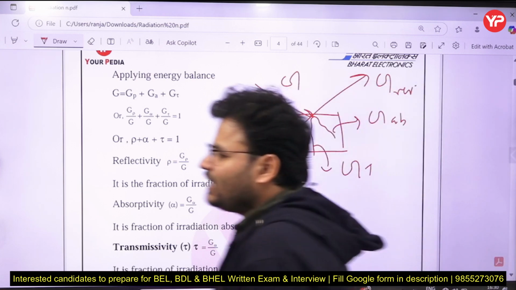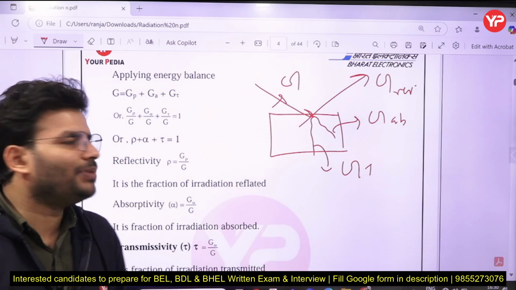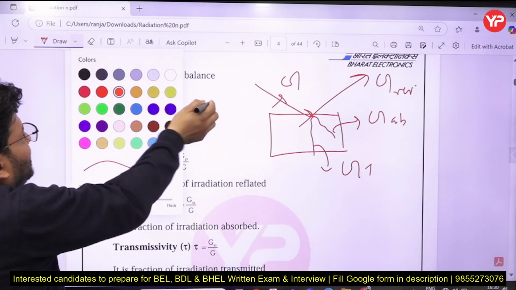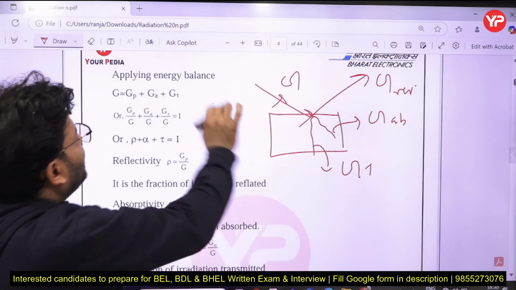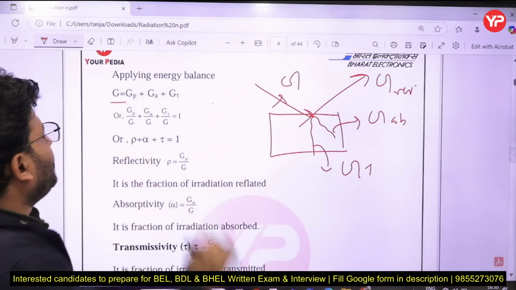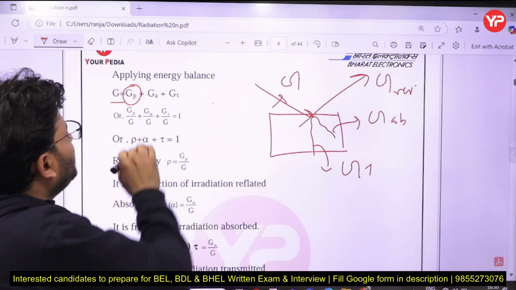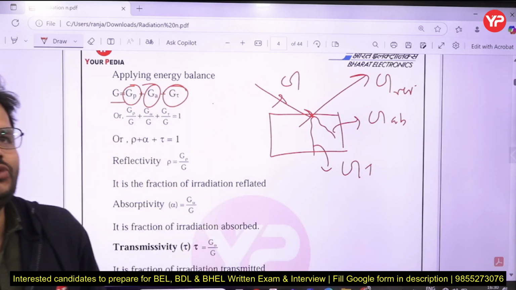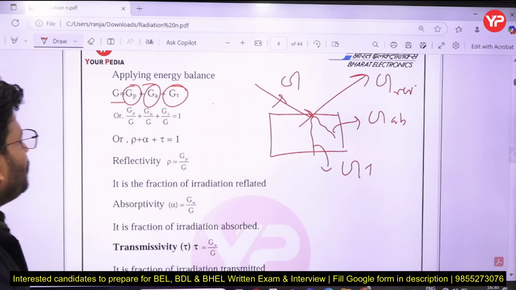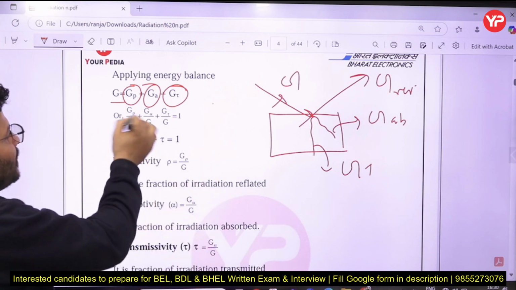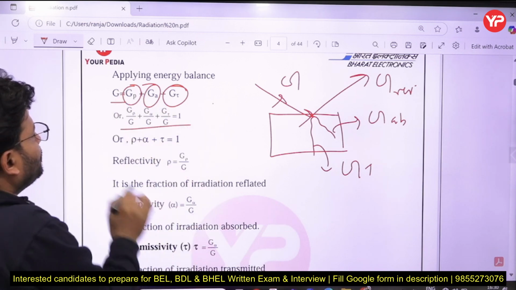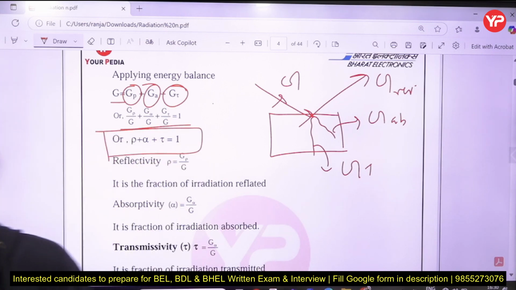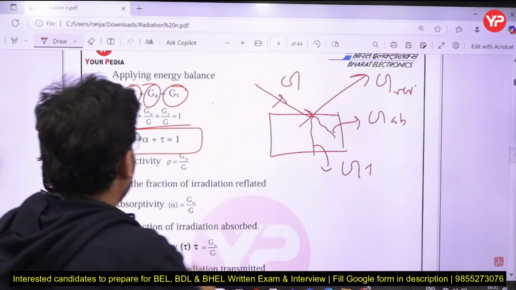If you make the energy balance, what can we get, my dear friends? The incident radiation is G. Some part is reflected, some part is absorbed, and some part is transmitted. So by this, and try to remember this, alpha plus rho plus tau is equal to what, my dear friends? Simply, we can say 1.